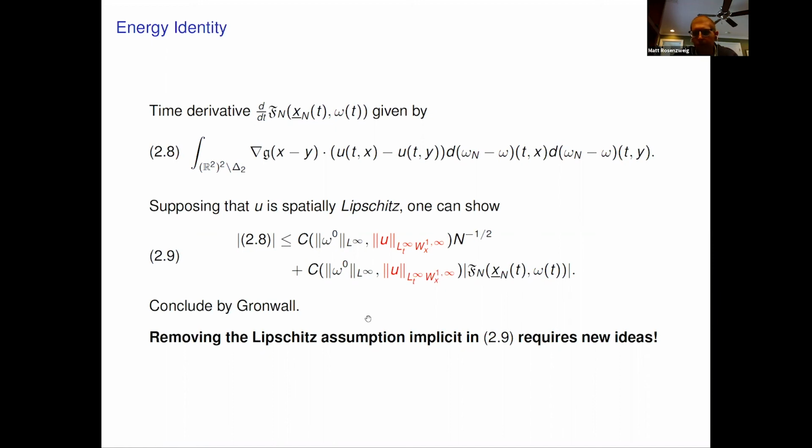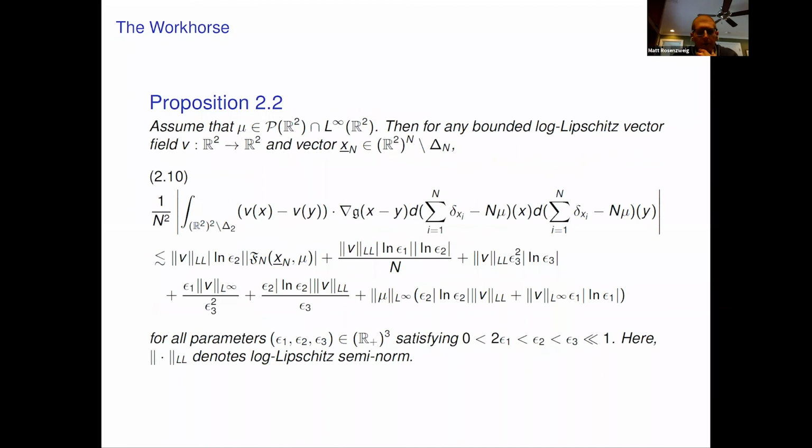But the hard part is in removing this Lipschitz assumption. And this is where the new idea comes into play. The workhorse of our proof is this proposition, which I apologize is a bit of an eyeful.